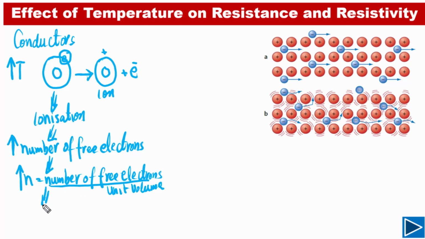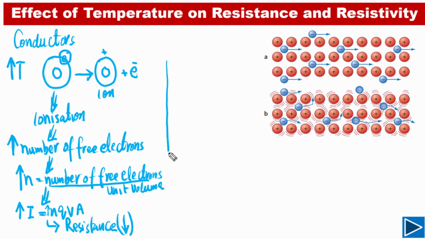If the number of free electrons per unit volume increases, it means I increases as well, because I is equal to nqvA. If n increases, I also increases. If current increases, it means resistance decreases. So due to ionization, resistance is decreasing. But this is only one factor.